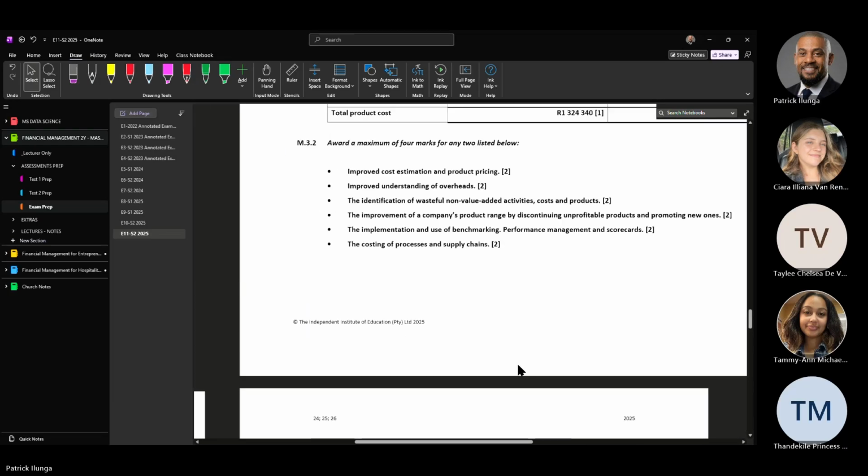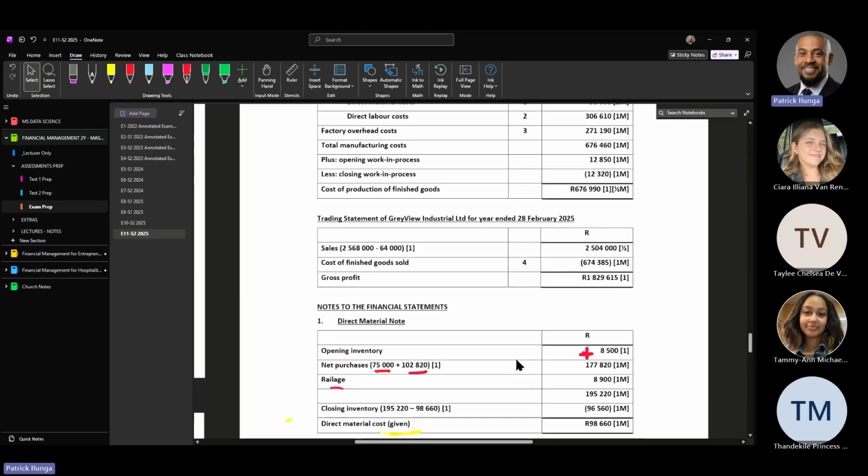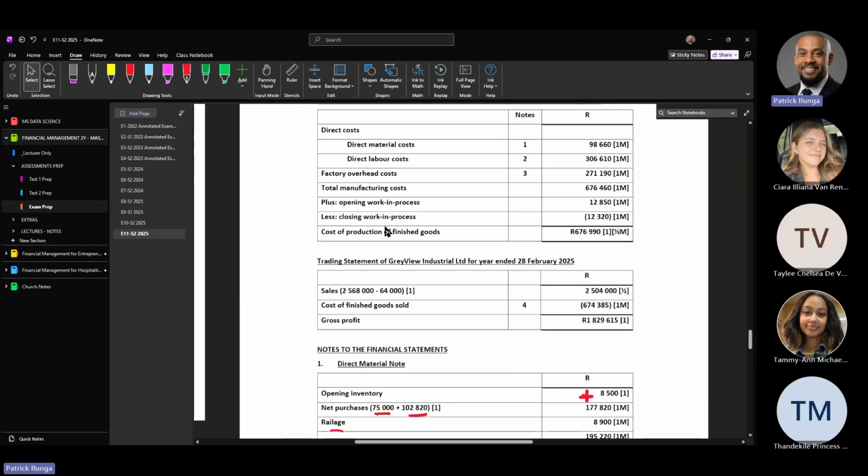Do you check here? Let's go back. Where is it? Sorry. Do you see here? The closing work in process. The closing work in process, it means that it is unfinished. Do you understand that part?